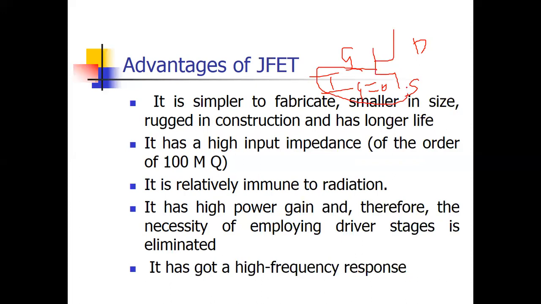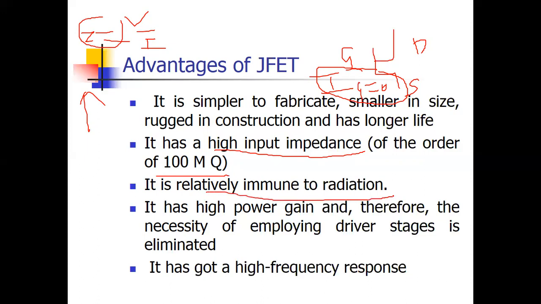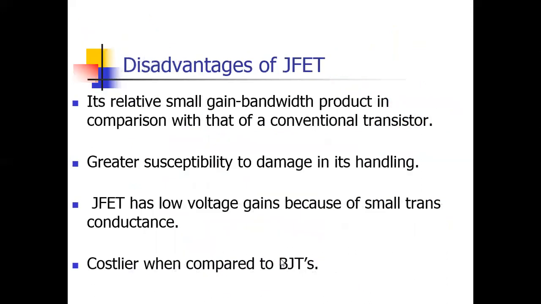So if gate current is 0, what is the impedance? Impedance is voltage upon current. If current is 0, impedance will be very high. So that is the main advantage. JFET has very high input impedance of the order of 100 megohm. It is relatively immune to radiation. It has high power gain, not voltage gain, high power gain. In short, it reduces the loading effect because current is 0, and it has a high frequency response.